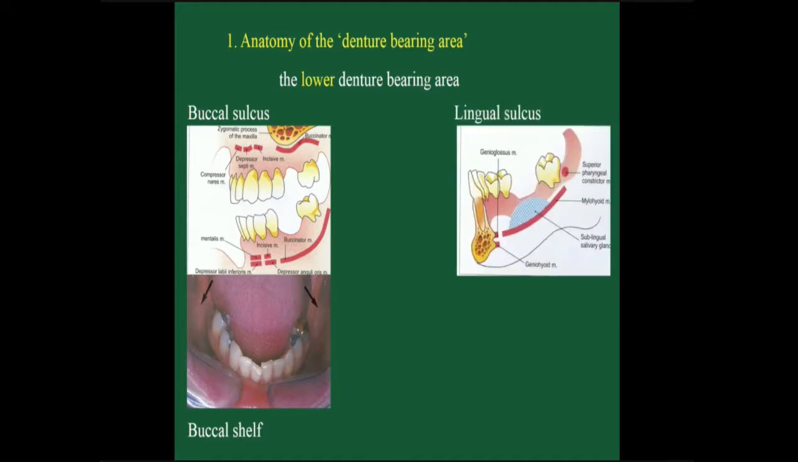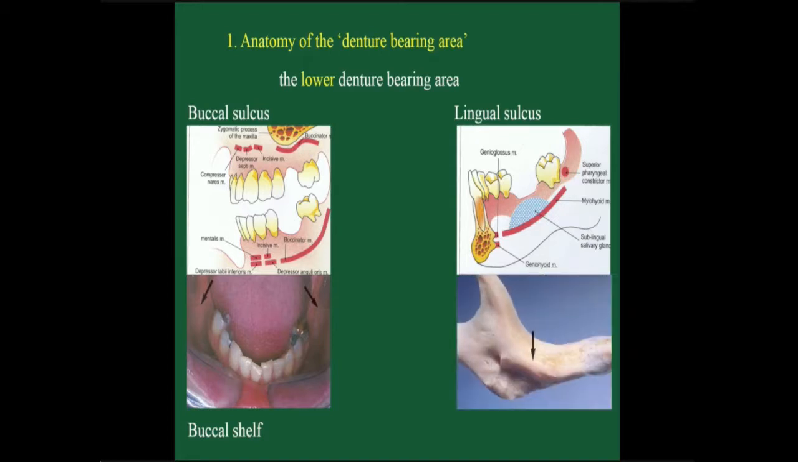Lingual sulcus, we define the functional depth of the sulcus by the movement of the muscles there. It's not the minimum depth of the sulcus on the lingual side, but the functional depth that we're after. So that's fundamentally different. Buccal side, we're after the minimum depth of the sulcus on our impressions. On the lingual side, we're after the functional depth of the sulcus.